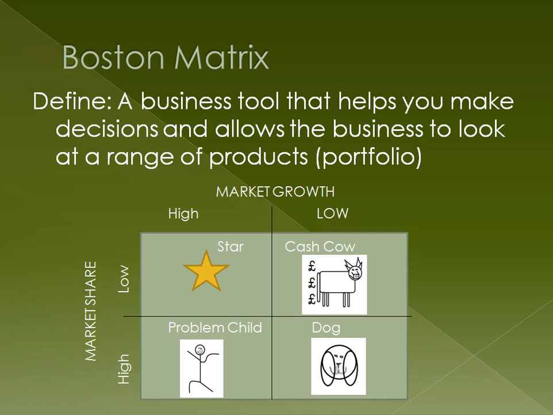Anyways, to define this, it's a business tool that helps you make decisions and allows the business to look at a range of products, also known as a portfolio. To define the Boston Matrix, it's a method of analysing a company's products in terms of their market share and growth potential, and the product portfolio is the range of products that a business produces, sometimes called the product mix. So you've got market growth and market share.